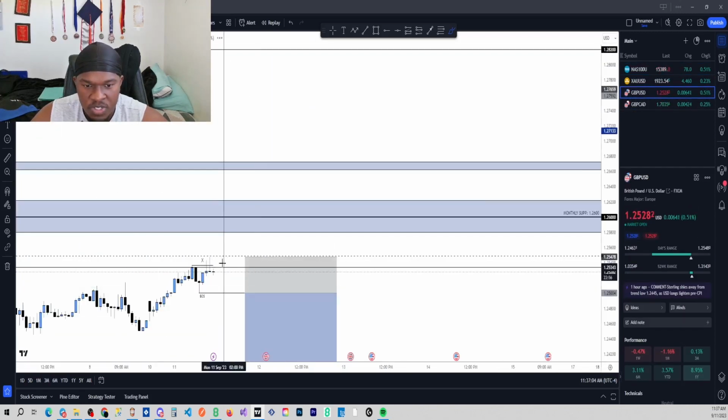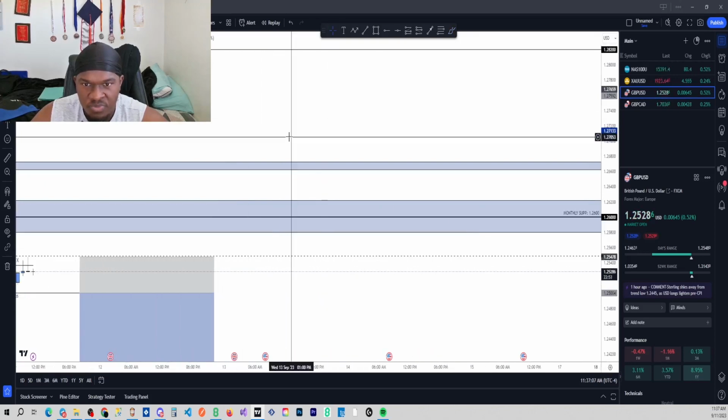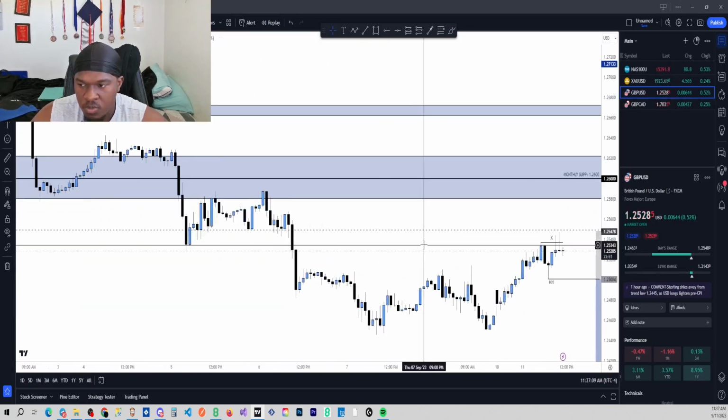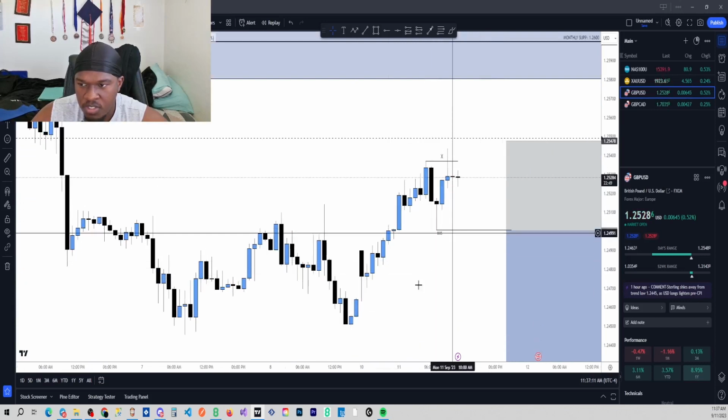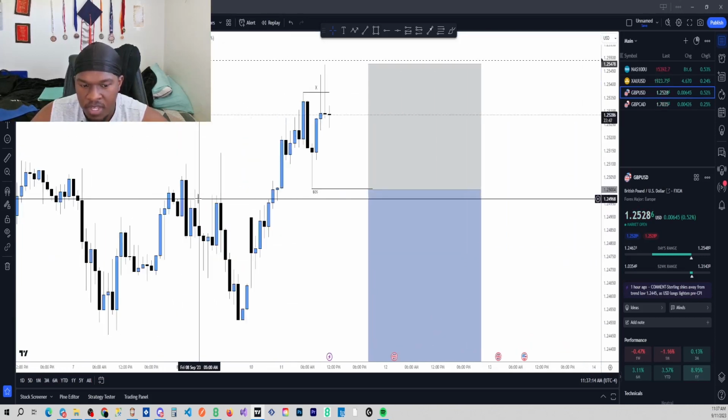For GU, I just need a 1 hour close below here. Just need a 1 hour close below this BOS line. So I'll be looking out for that, and I will update you guys.